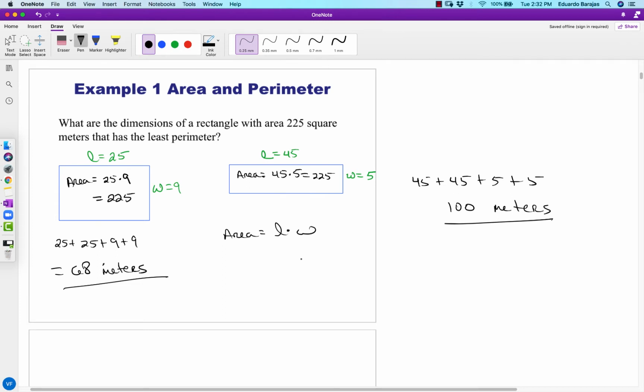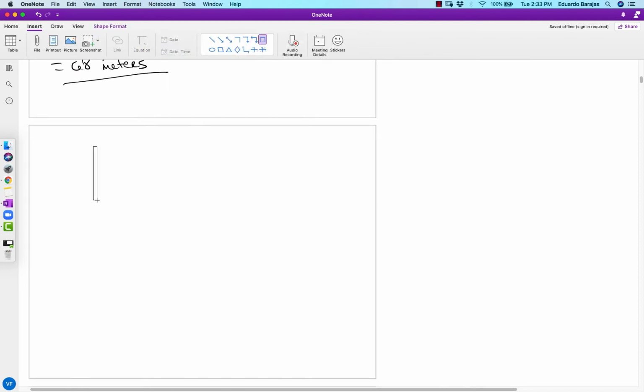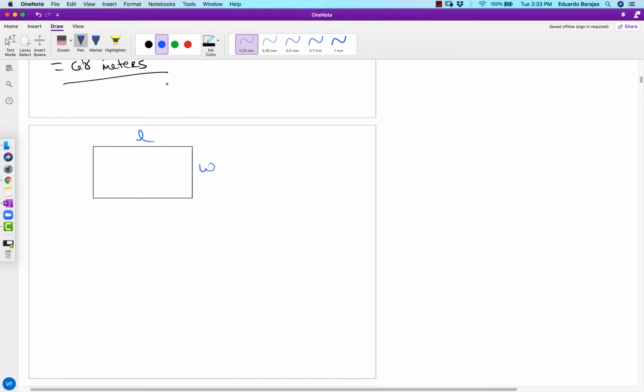Okay, so to do that, let's do this one more time over here. Let's do another rectangle now. Let's say I arbitrarily have a rectangle, and let's say that this is L and W, of course. So we know that the area is equal to length times width. And we are also talking about perimeter, right? So we want to minimize the perimeter. So we know that the perimeter is going to be equal to twice L plus twice W. That's the perimeter to go all the way around, the fencing required.